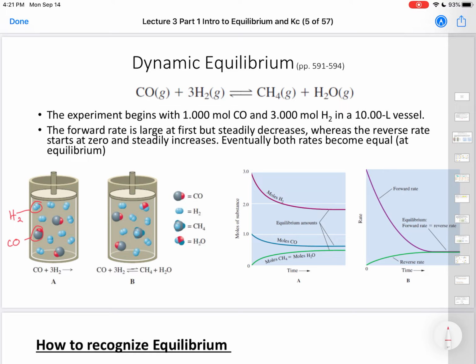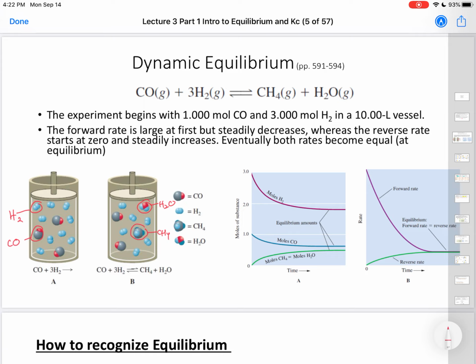As these two react together, it starts to form CH4. CH4 is here, okay, and some water. Okay, because it hasn't fully reacted, of course, there's still some hydrogen gas, and there's still some carbon monoxide left in the container. Okay, as the amount of CH4 and water increase, because it is the product and being produced, they react together and form carbon monoxide and hydrogen. And so it's a competing reverse reaction.